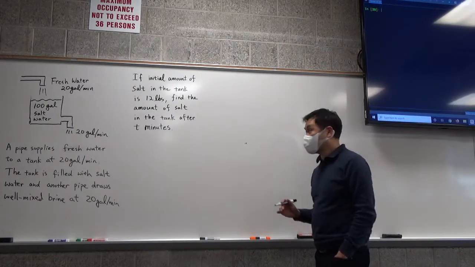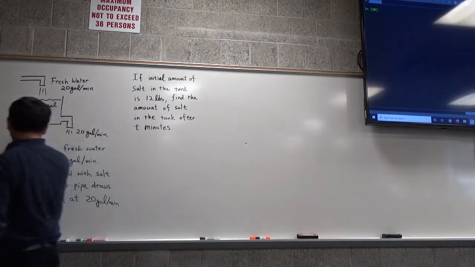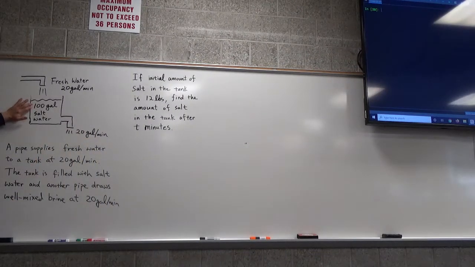So let's think about the following. You have the tank, and there's 100 gallons of salt water in there, and 20 gallons per minute of fresh water is coming into the tank, and as it's well mixed, the mixed salt water, or brine, is leaving the tank also at 20 gallons per minute. And the question is, can you figure out the amount of salt as a function of time?